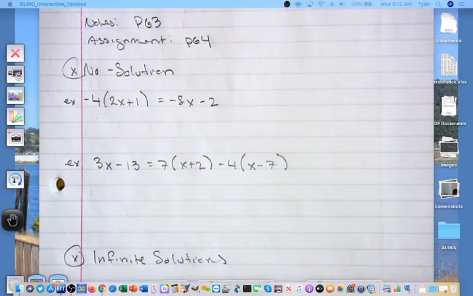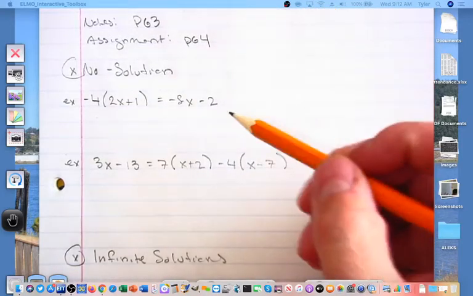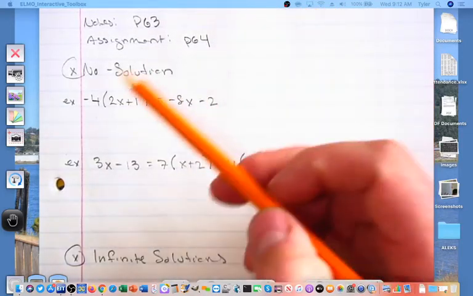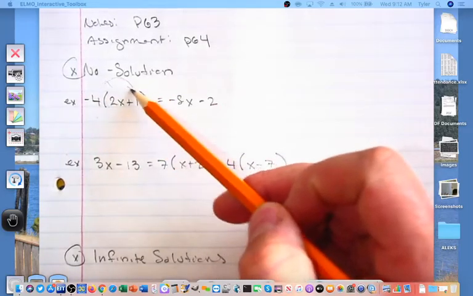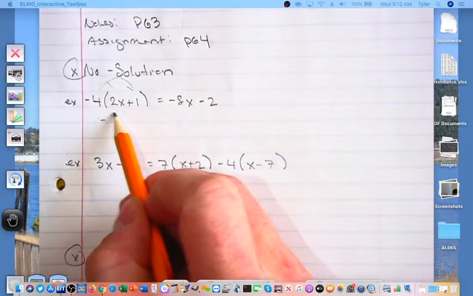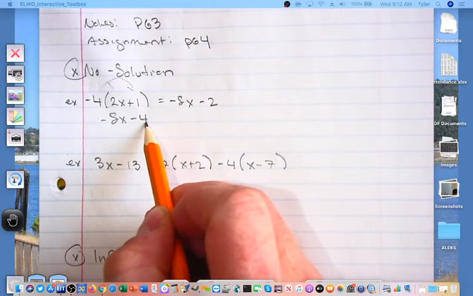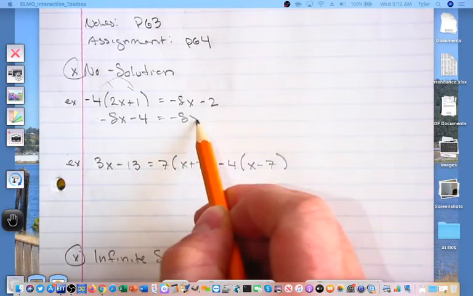Now, you can't tell usually just looking at an equation right away that you have no solution. So you're going to have to begin to solve it. So I'm going to treat this as if I believe that there's a solution. And so to begin this problem, I'll start with distribution. I'll distribute my negative 4. That's negative 8x minus 4 equal to negative 8x minus 2.